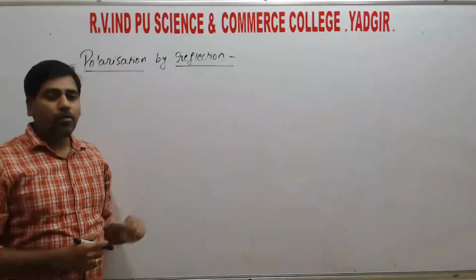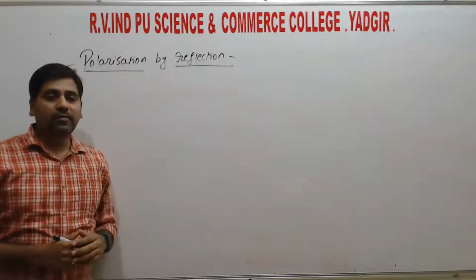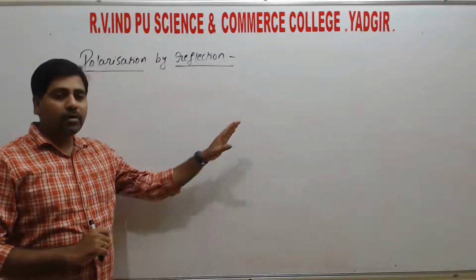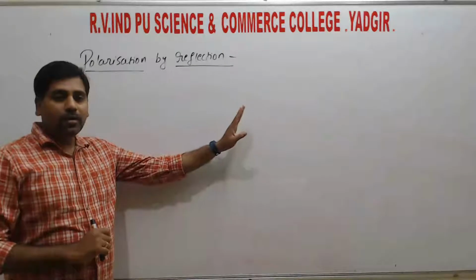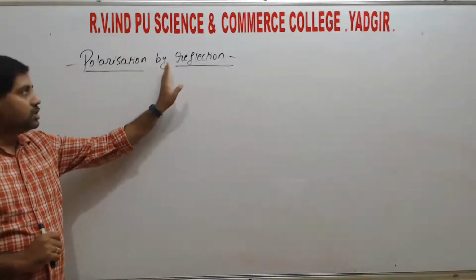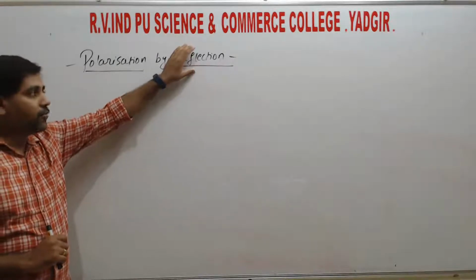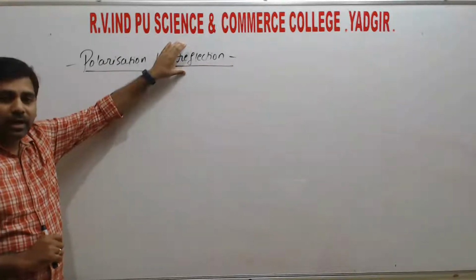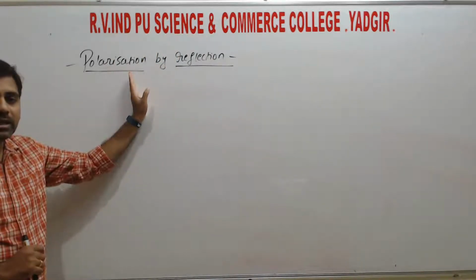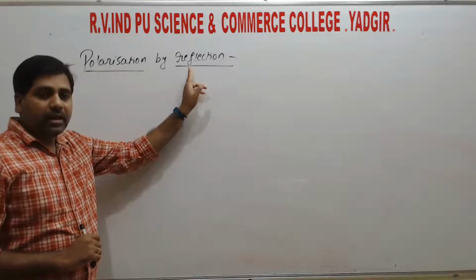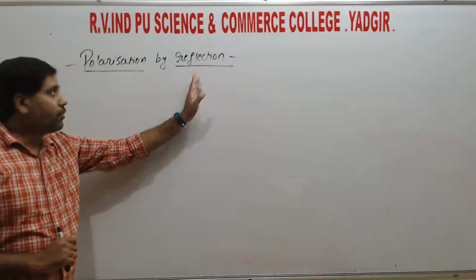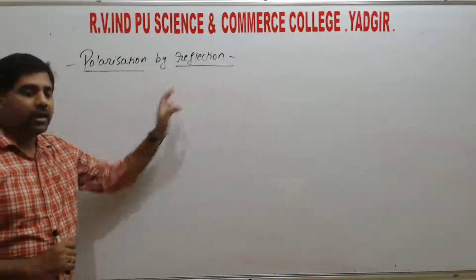That is, when unpolarized light falls onto the surface which separates two transparent media, some part of it is reflected and some part of it is refracted. That process is polarization by reflection. That is, the reflected light is polarized. That is, the vibrations of the particles in the reflected ray are vibrating in one plane. So that phenomenon is polarization by reflection.